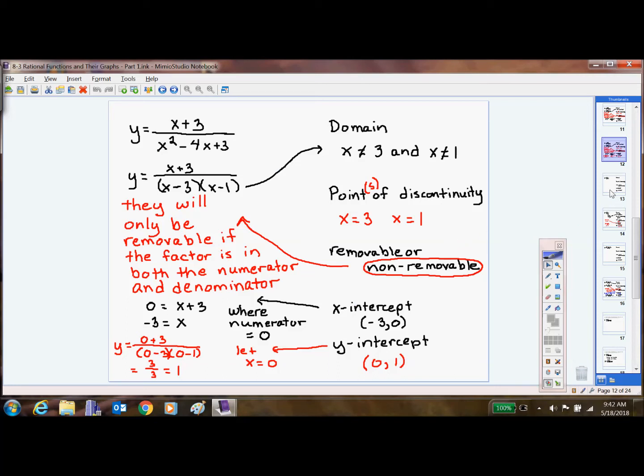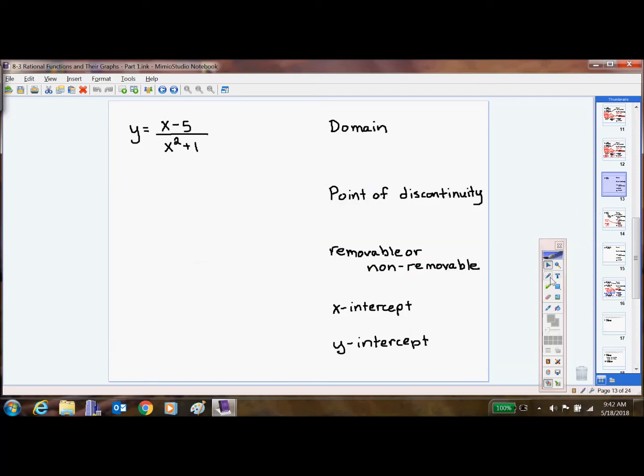So we're going to take a look at the next one. We want to do a little analyzing on this one, thinking it through. And you will get to do one on your own in a minute, but I just want to think through this one. It's a slightly different scenario. What are we thinking about as far as the domain goes? What x is allowed to be? Corey, what are you thinking for domain for this?